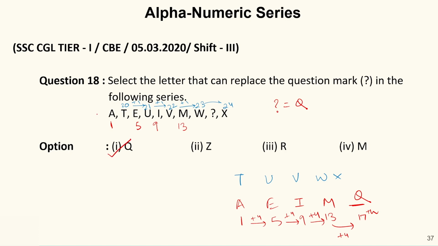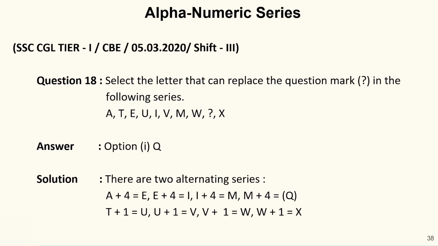So just by looking at the series, because there were so many big jumps and drops, we could not figure out a logic that was being followed. Therefore, we checked if 2 series are being merged into 1, and that was the case. Therefore, it becomes easier to find the solution if we break them into 2 parts like this. Okay, this is the solution.